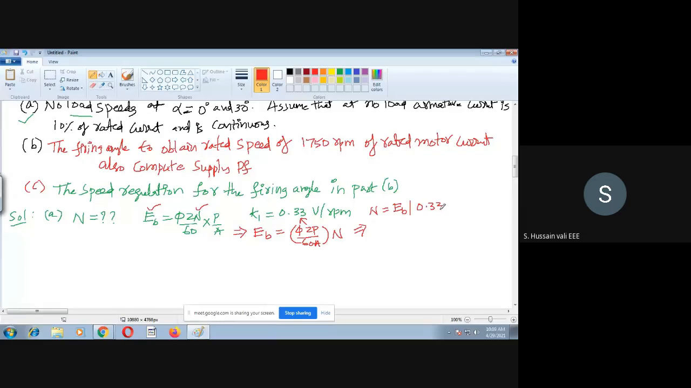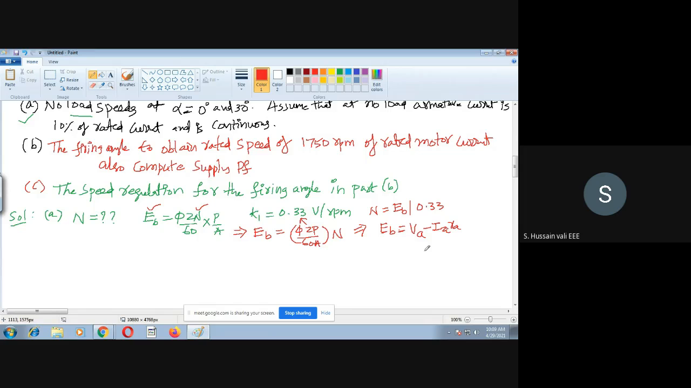Now the question is how to find out EB. Once again you got this question, so you just recall where we can find EB. One way to find EB is that for a separately excited DC motor, we have one equation: EB is equal to V naught or VA minus IA RA. So if we find EB from this equation, then we substitute it there and we'll get the answer.